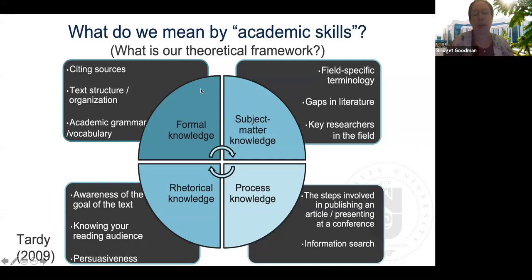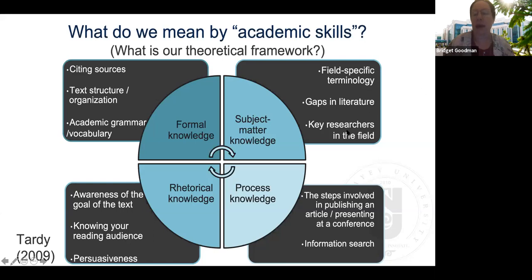The second type of genre knowledge is subject matter knowledge. This includes field-specific terminology. This includes knowing where the gaps in the literature are. Keep in mind, our research is with postgraduate students, master's and PhD programs, and students and teachers and administrators, because it's in those programs that students are expected to make a contribution to knowledge. They're even at the PhD level expected to publish in impact factor journals by the end of the program.